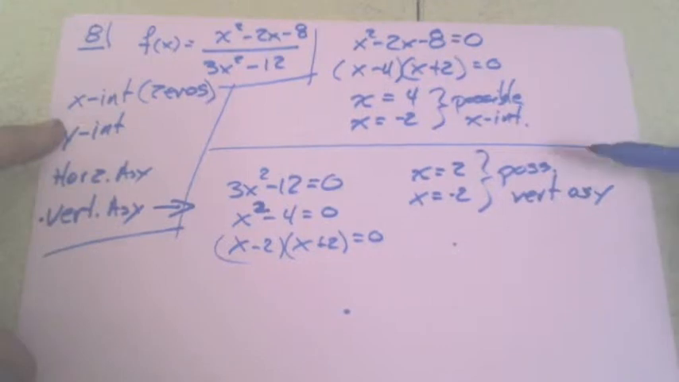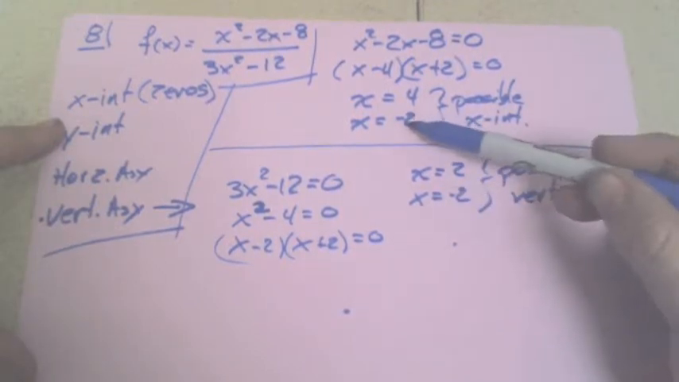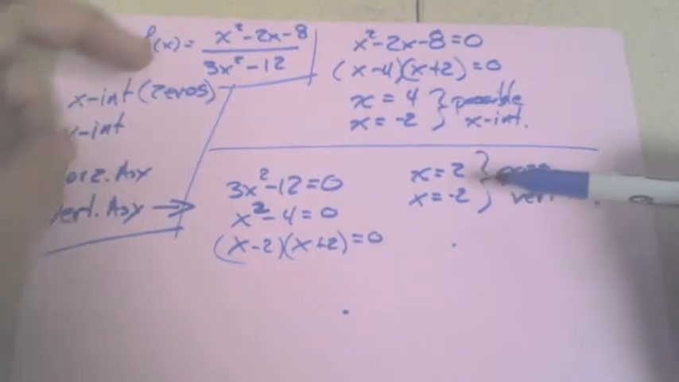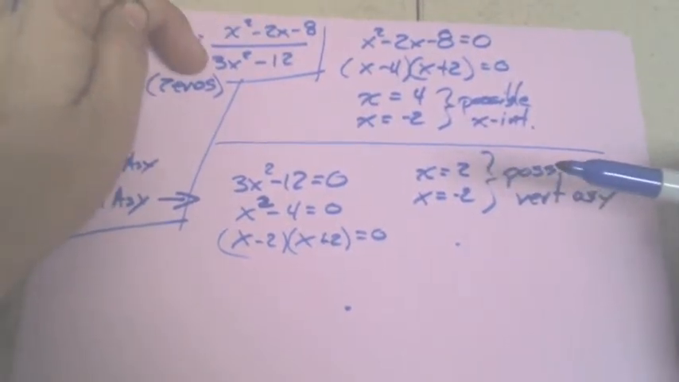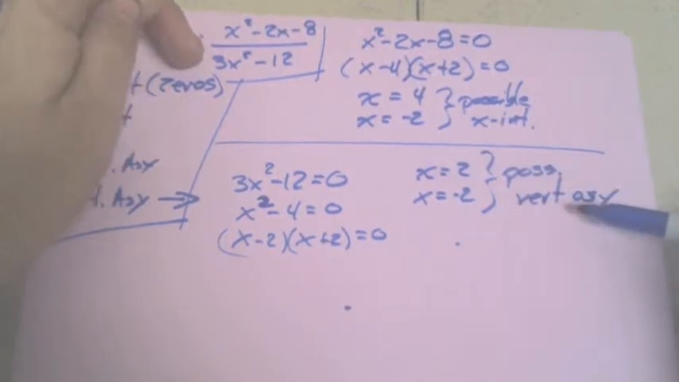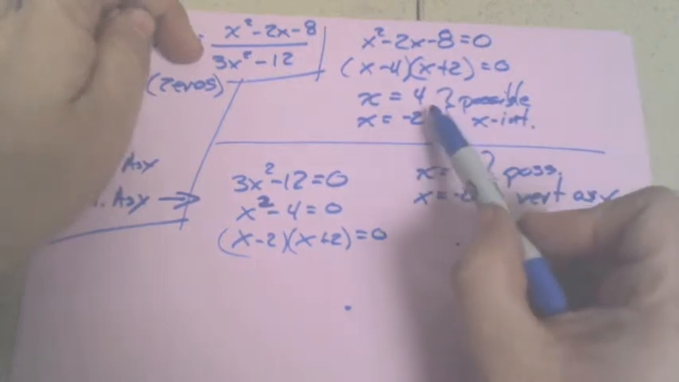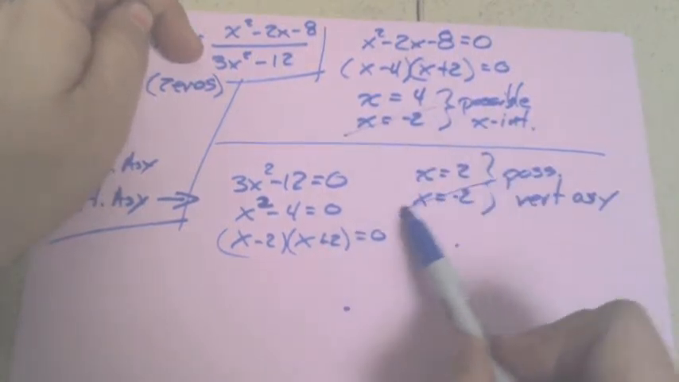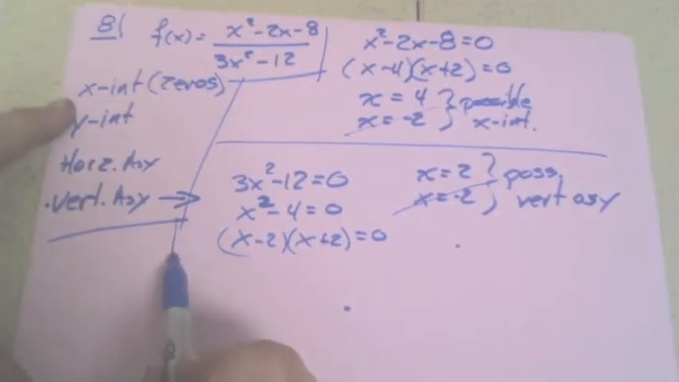not actually a vertical asymptote, is when it occurs on both lists. X-intercepts happen when the top is 0, but the bottom is not. Vertical asymptotes happen when the bottom is 0, but the top is not. If it's on both lists, it is neither. It is not an x-intercept, and it is not a vertical asymptote. So that has to be removed from both lists. Be careful about that.